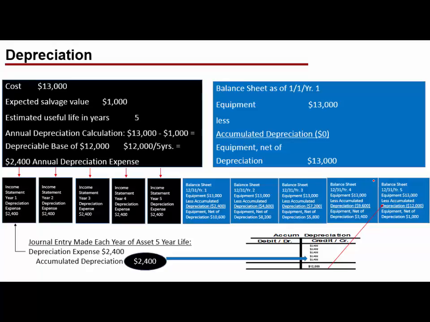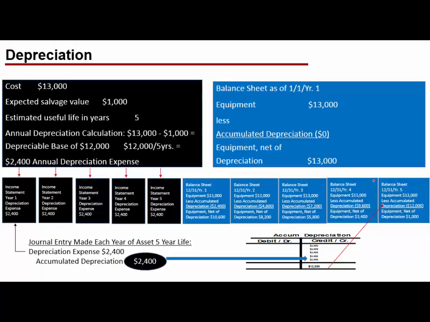Okay, and so what happens? Not for this same problem, but cost is 13,000, expected salvage value is 1,000, estimated useful life is 5 years. Annual depreciation is 13,000 minus 1,000, gives me my depreciable base of 12,000 divided by the 5 years, 2,400 annual depreciation expense, right? And if you look, I take 2,400 as my depreciation expense in year 1, year 2, year 3, year 4, year 5. The depreciation expense is the same every year, isn't it? Yes. Right?